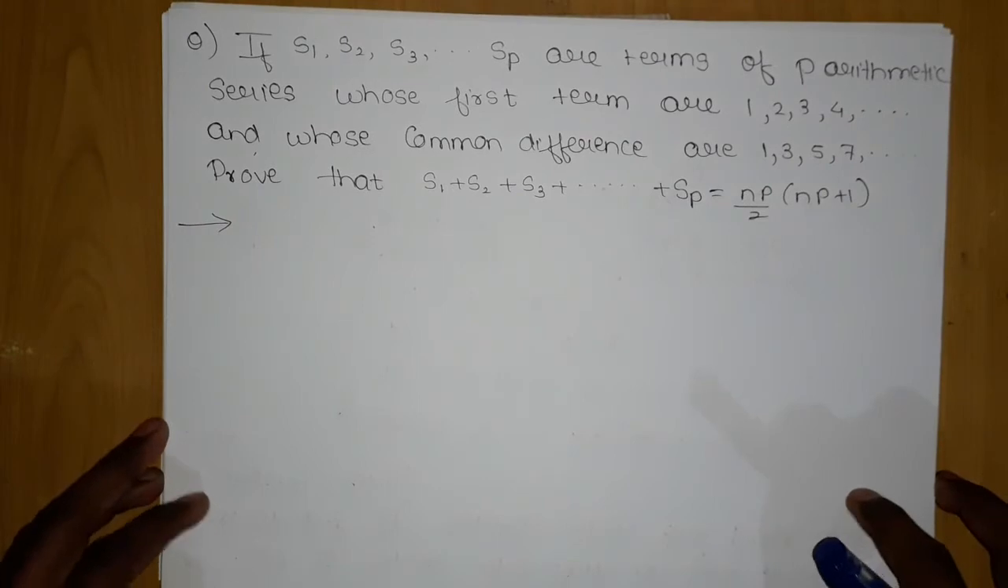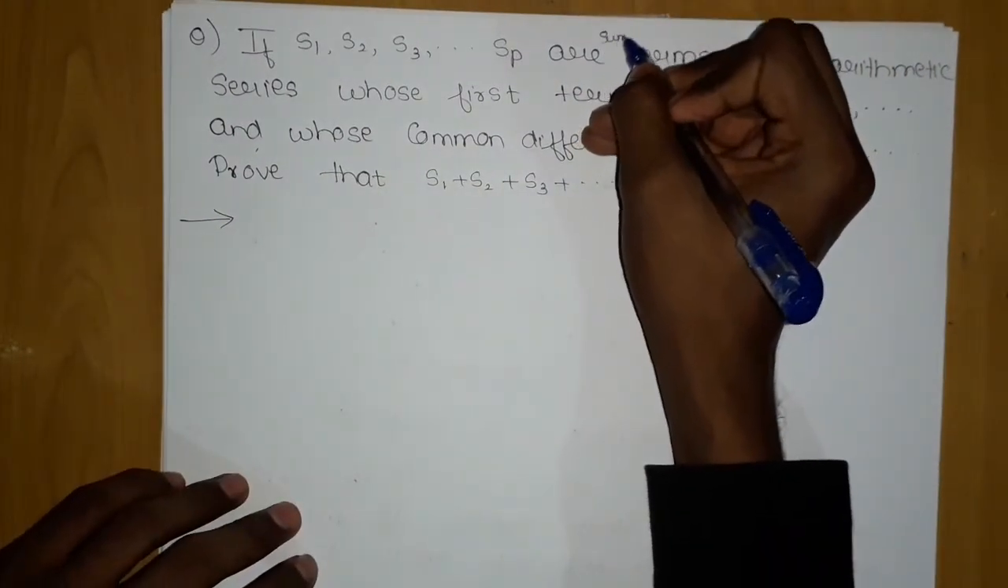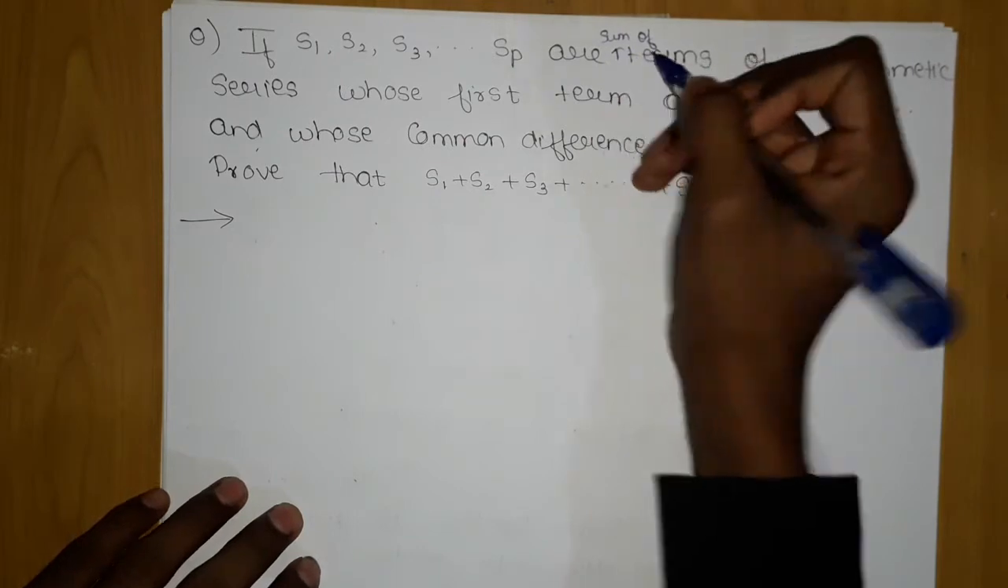Now let's move on to the next question. The next question is this: if S1, S2, S3 till Sp are sums of terms of p arithmetic series whose first term are, okay, here it will be sum of terms.